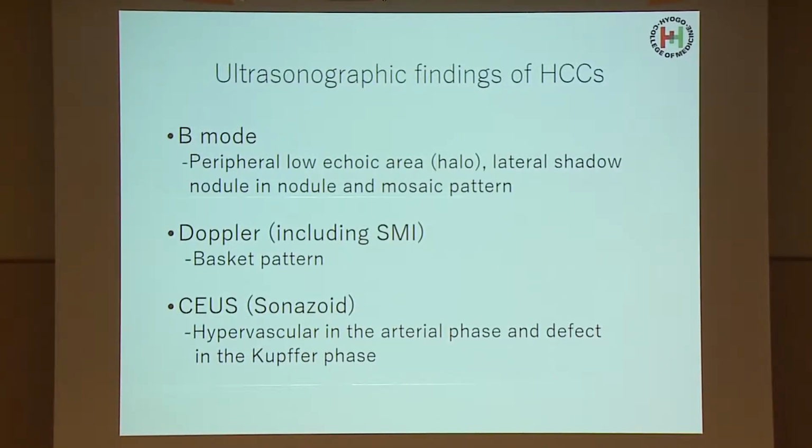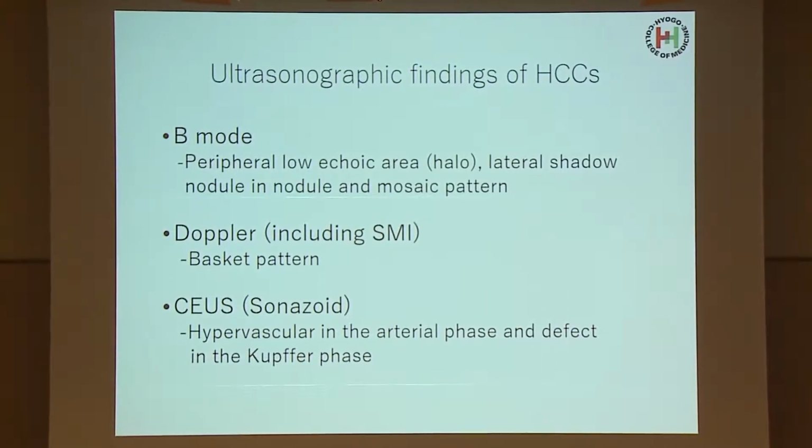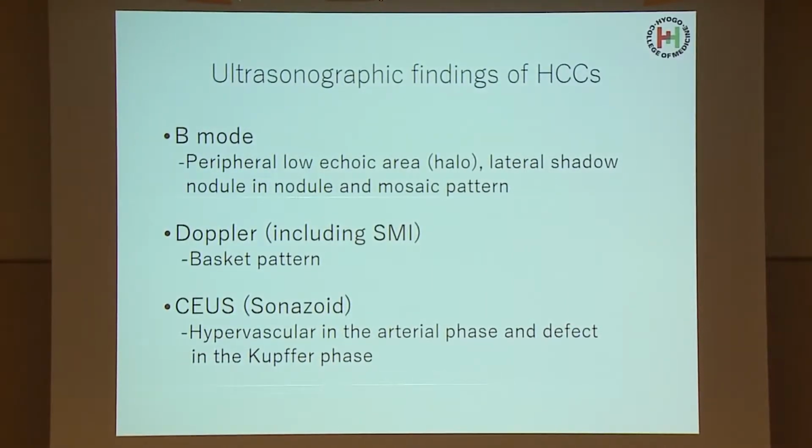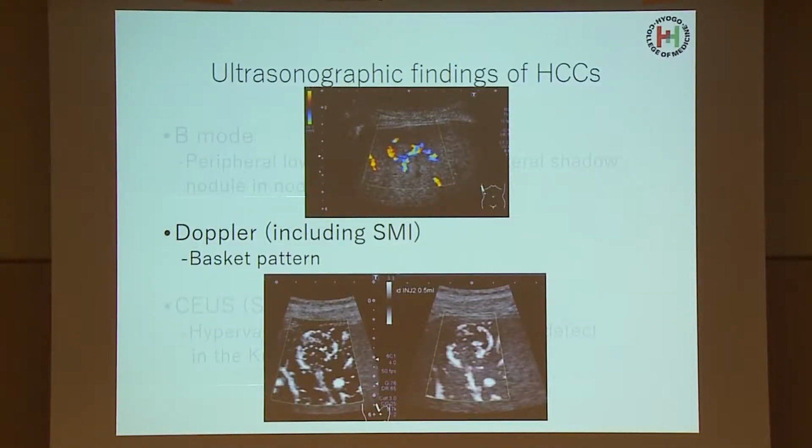As we well know, the diagnosis of HCCs in ultrasound has specific findings in B-mode, Doppler, and Sonazoid-enhanced CEUS. The typical B-mode imaging of HCCs are peripheral low echoic area, namely halo, peripheral acoustic shadow, nodule in nodule, and mosaic pattern. Next, basket pattern is characteristic in the Doppler imaging. The lower ultrasound image shows non-contrast-enhanced SMI.